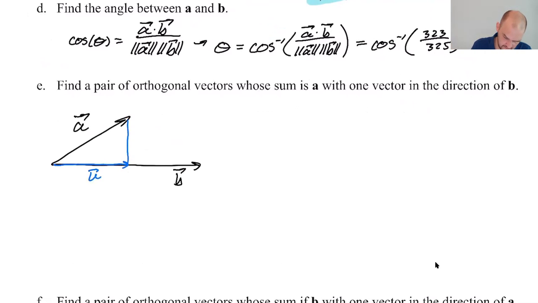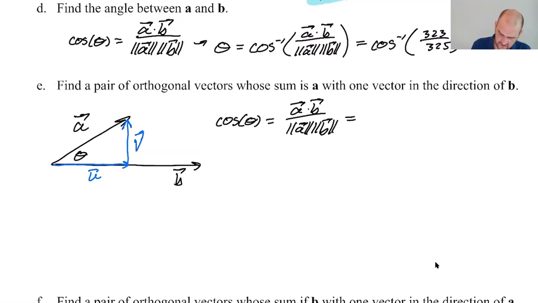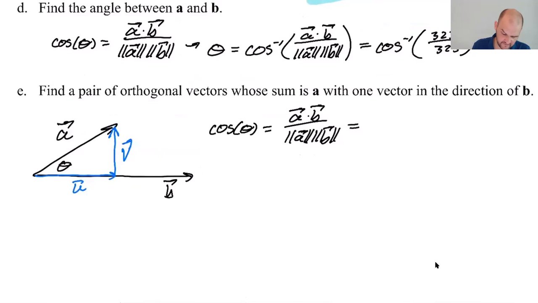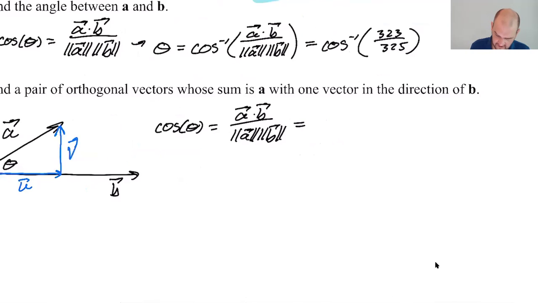All right, so what do we know? If this is theta, cosine of theta is going to be, well, we already know A and B: A dot B over the magnitude of A times the magnitude of B. This might not actually be that bad by hand, but I'm still not going to do it. So this was using the vectors that we know. Now we're going to use the right triangle. The right triangle is here, so it's going to be the magnitude of U over the magnitude of A.